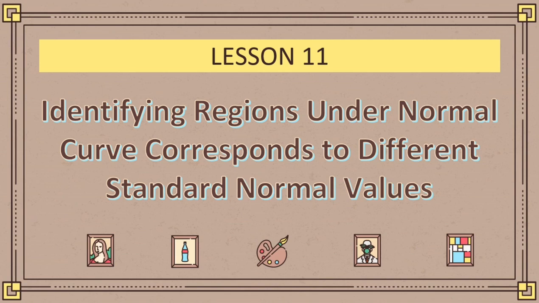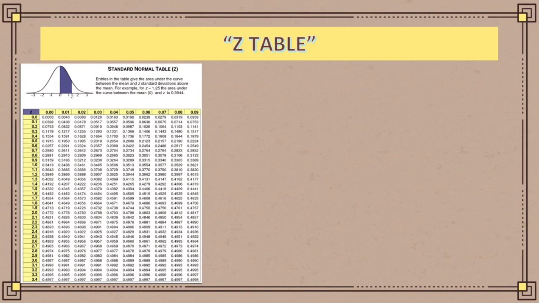So today, we will be going to talk about identifying regions under the normal curve that correspond to different standard normal values. Before we proceed, let me first show you a table, and this is what we call a z table. Remember that this table is important for you to have because it will serve as the basis for finding the area of our given z value.